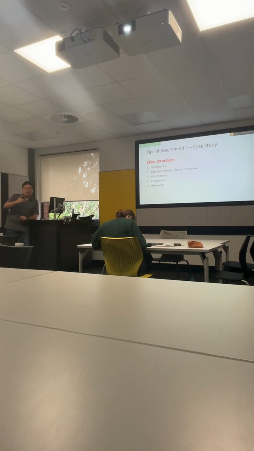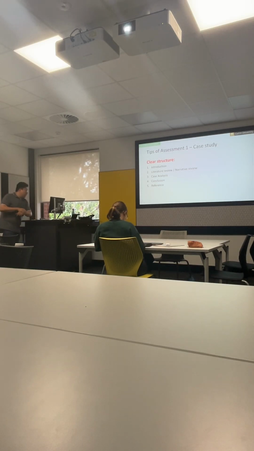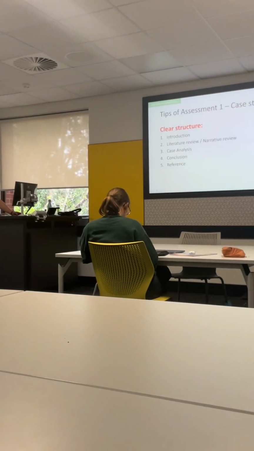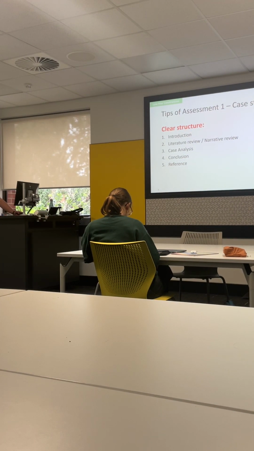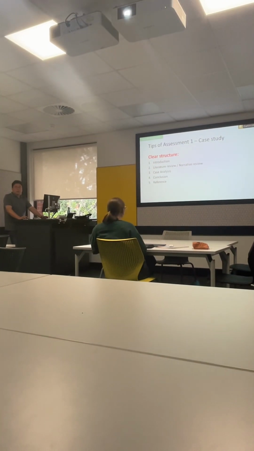When you have the structure down, you will know how many things you will put for each section. And for assessment one, this is the recommended structure. I listed the structure here, including the introduction, then literature review or narrative review, case analysis, conclusion, and reference. Right? They are mainly 5 main structures.